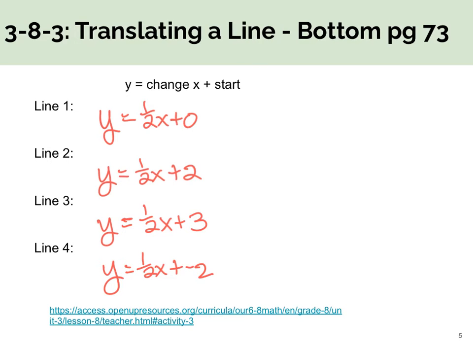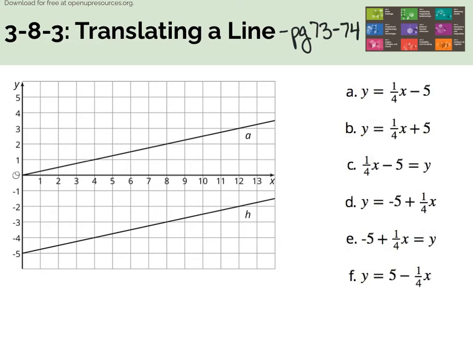So these are the equations that you should have on the bottom of page 73. Please notice how the slopes stay the same: 1/2 x, 1/2 x, 1/2 x, and 1/2 x. Notice how the beginning value changed as far as where it actually was, and we slid it up to make it 2, slid it again up to make it 3, slid it down to make it -2. So if you need to go through that again, look at them a little bit further as far as where those equations came from.